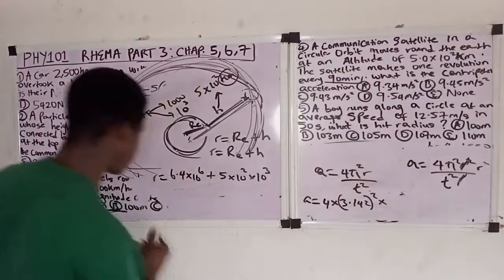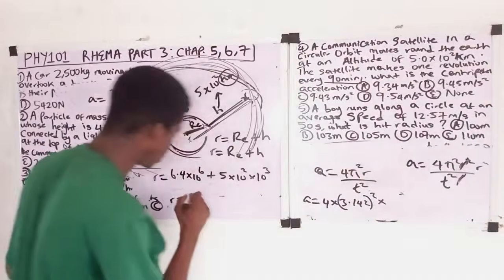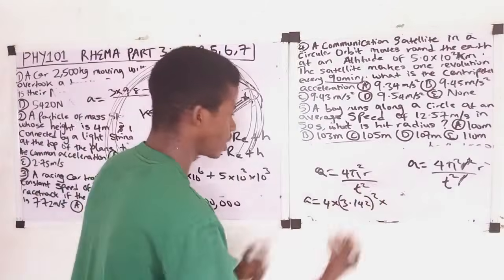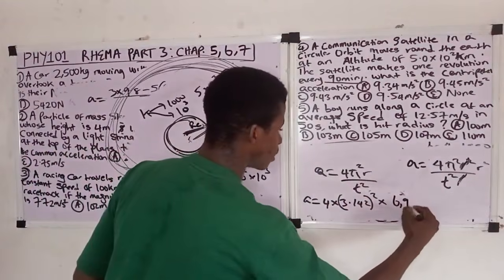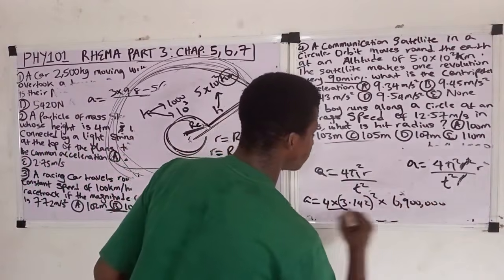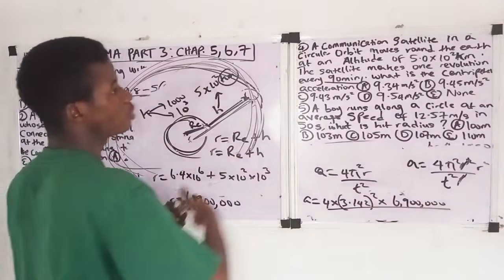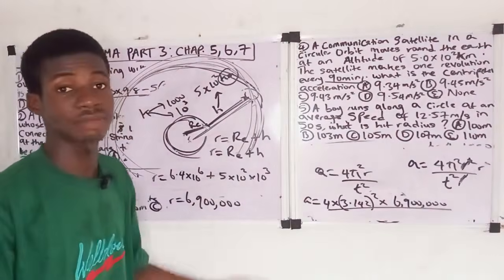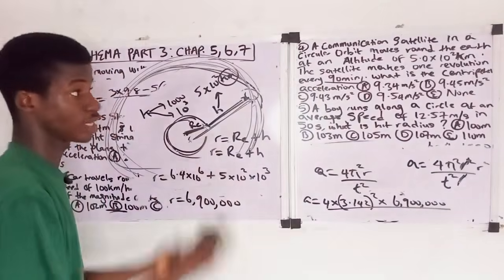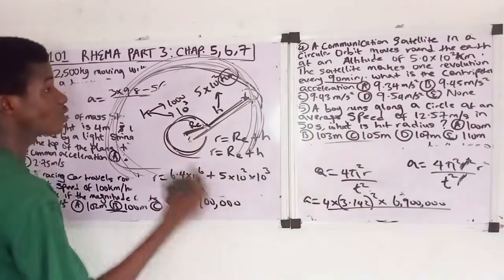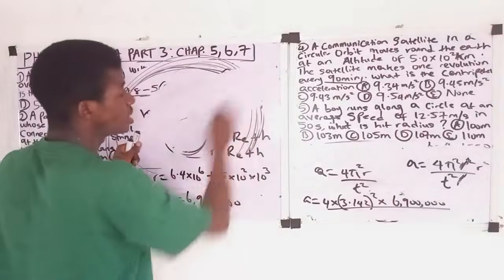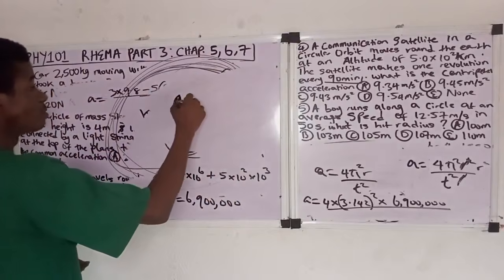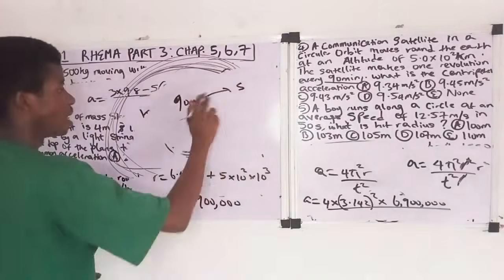So our r is 6,900,000, right? Let's put it here, then divided by what? Now our time, look at it. Time, let's say 90 minutes, right? So let's convert it from 90 minutes. Remember, we want to use seconds instead of minutes, right? So how do you convert from minutes to seconds? It's very easy. Multiply by 60.